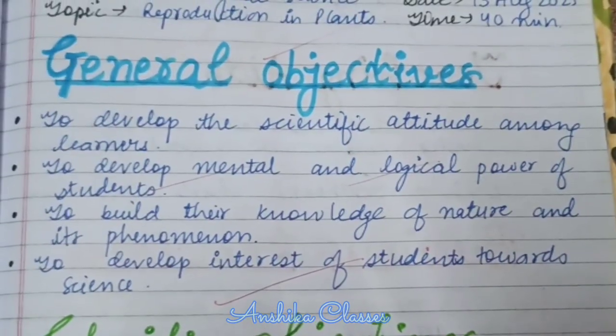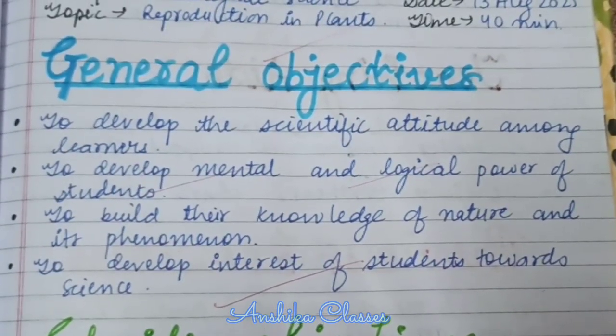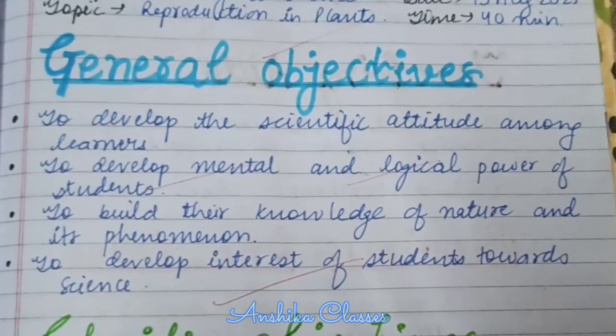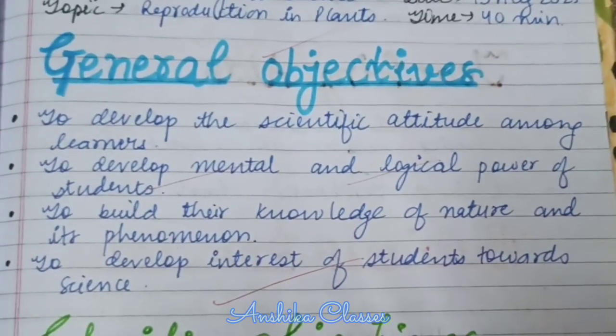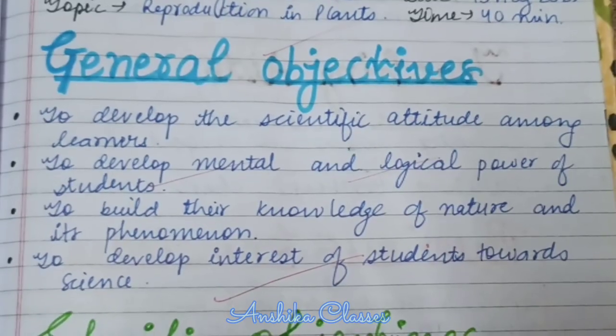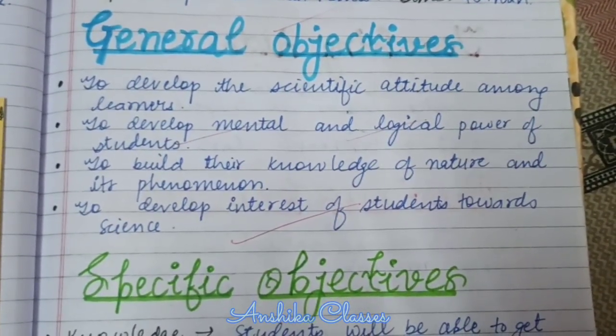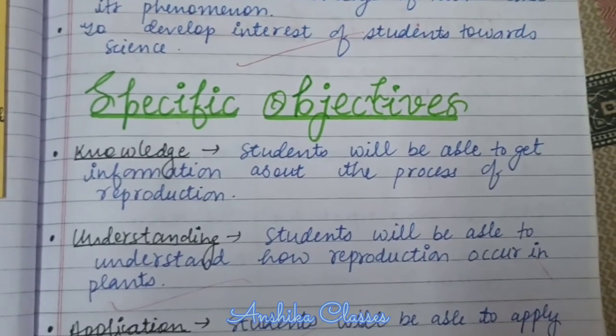Then we have to specify our general objectives, which are to develop the scientific attitude among learners, to develop mental and cognitive skills of students, to build the knowledge of nature and its phenomenon, to develop interest of students towards science. Specific objectives are knowledge.